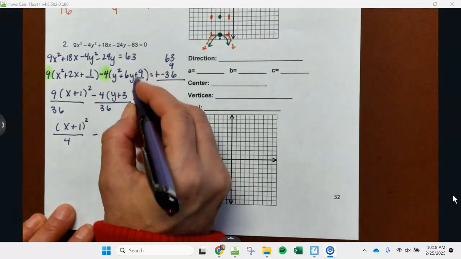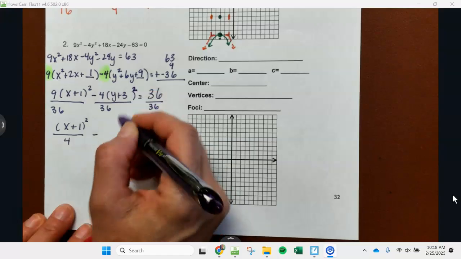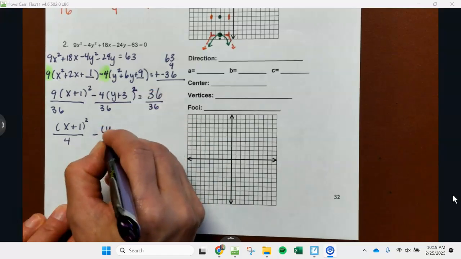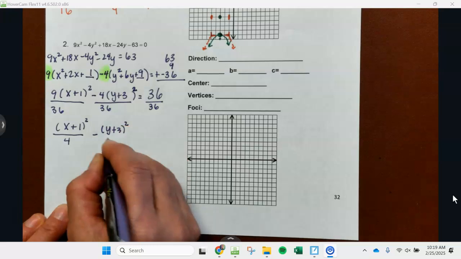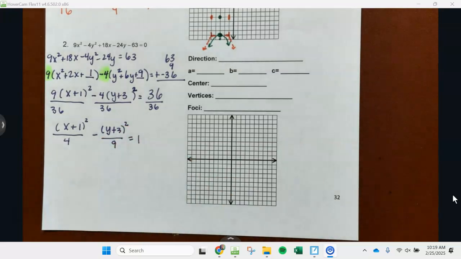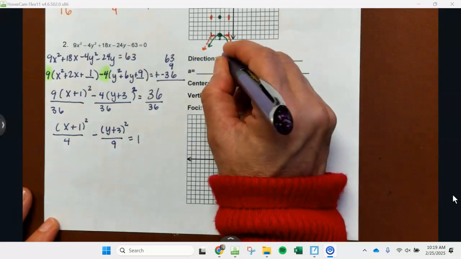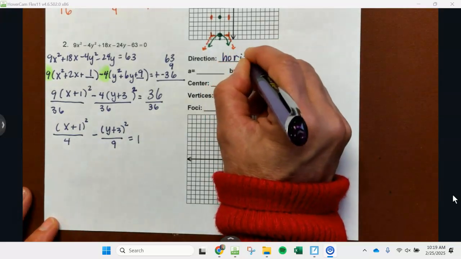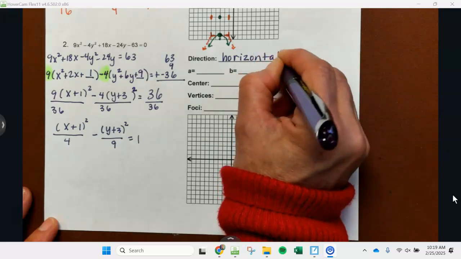Ooh, look, I forgot my 2 right there. I'm going to put a 2 right there. So this is y plus 3 squared over 9, and it equals 1. Okay, so let's go ahead and write the direction. X came first. It's positive. We know it's going to be horizontal.